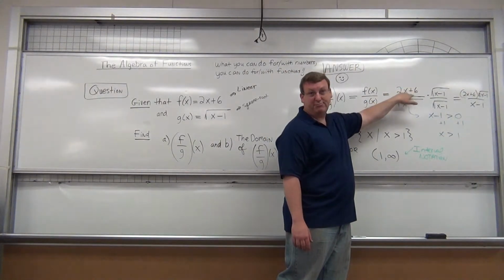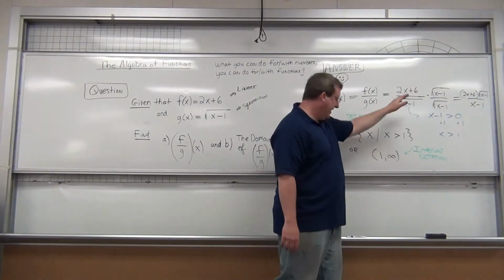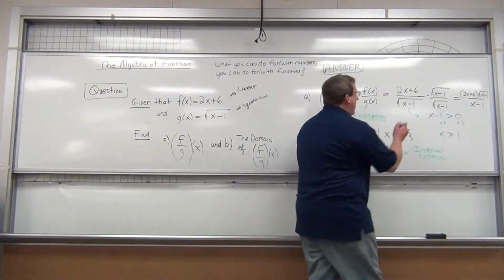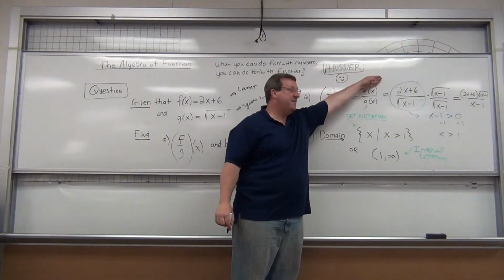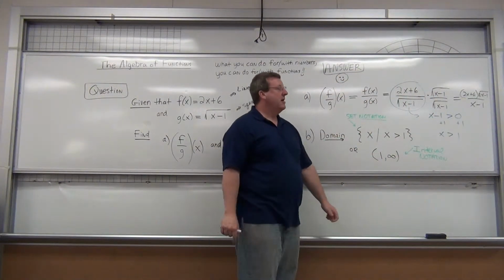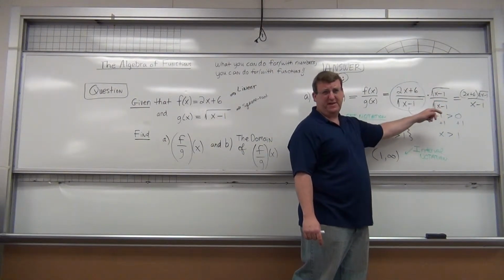F of x is 2x plus 6. G of x is the square root of x minus 1. So this technically would be the answer right there, just something divided by something. Boom. Now, I wrote this up here for you just in case you got one of those hardcore vicious professors.